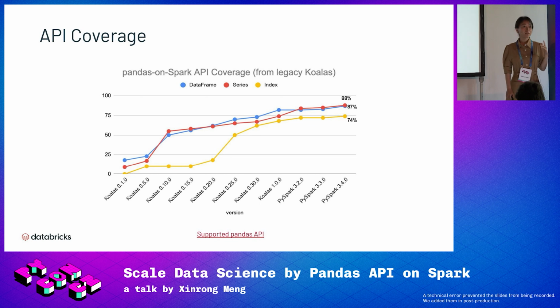And we have been improving the Pandas API coverage in Pandas on Spark. The figure shows the evolving coverage, which is categorized by main data structures, like DataFrame, Series, and Index. And for the most important one, DataFrame, we have reached 88% coverage. There's an ongoing effort to improve this number as well.